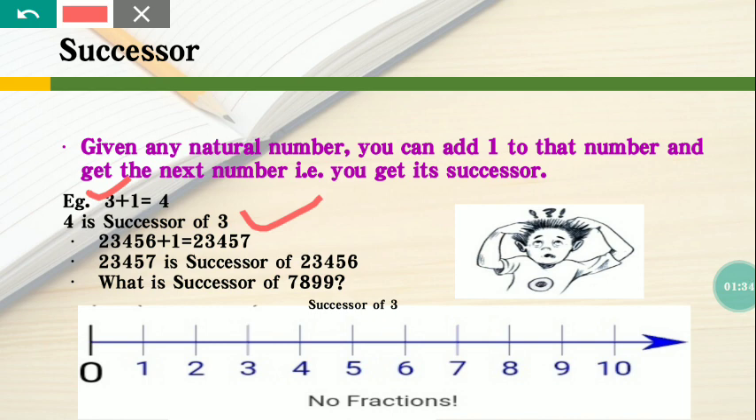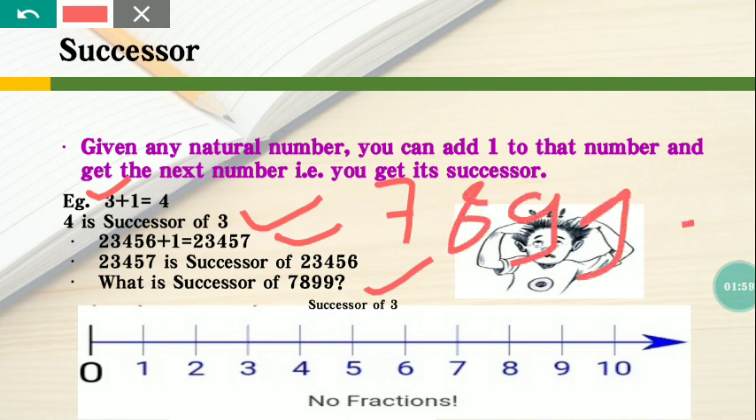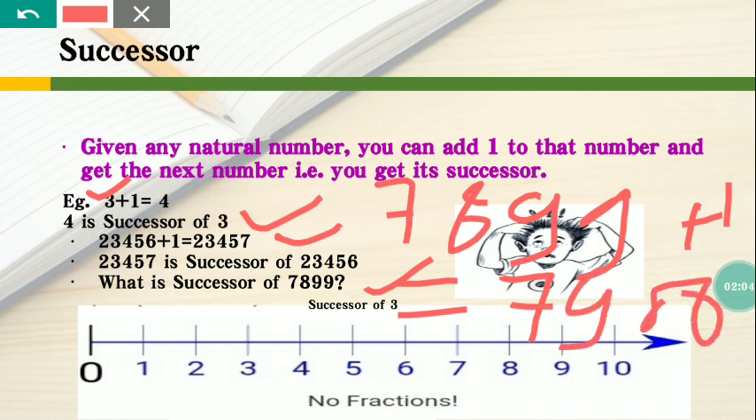Now next come to 23,456 plus 1. So you get 23,457. That is successor of 23,456. Now next example is what is successor of 7,899. So when we add 1 with 7,899, 7,899 plus 1, we get 7,900. So 7,900 is successor of 7,899.